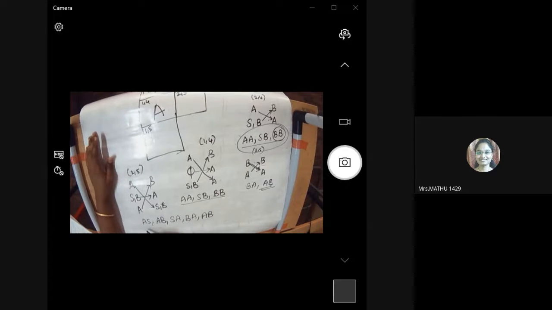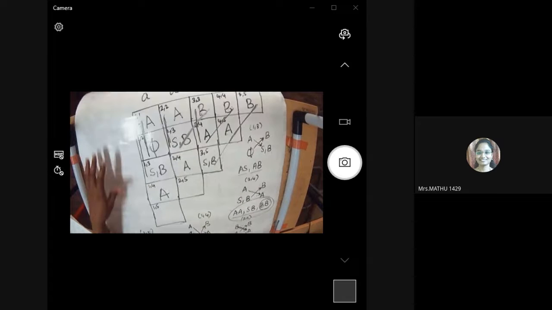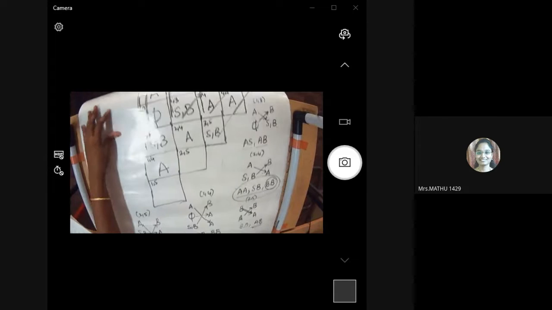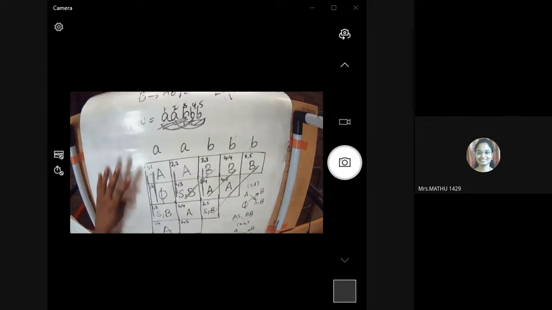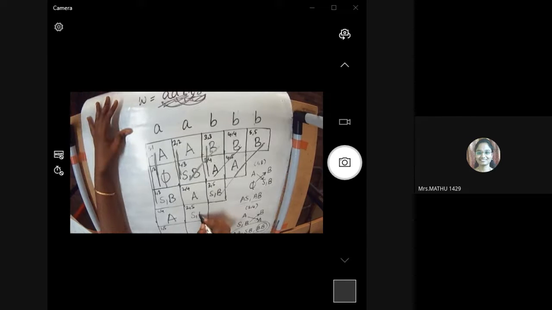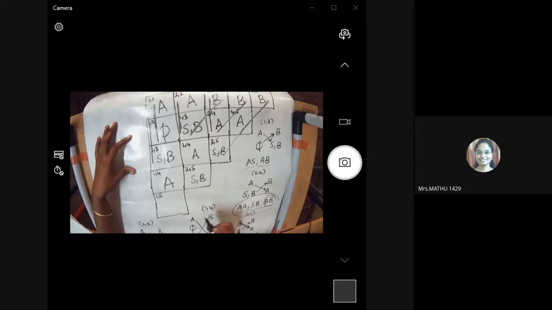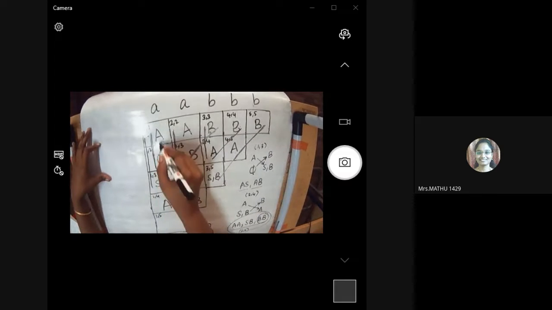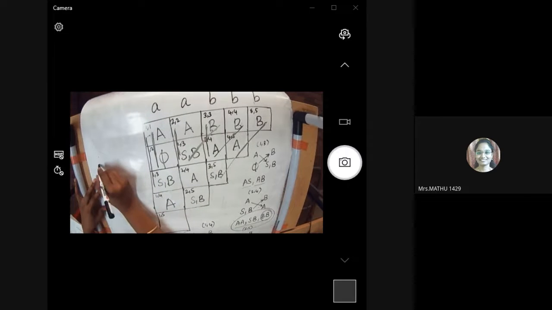As we know, AS is not present in the production list. SA is not there, and AB is available. But BA is not there. For AB, we have two options, S and B, so it is generated by both S and B. Finally, coming to 1, 5. All these things you can write. Let me write it here: A, phi, S comma B and A.